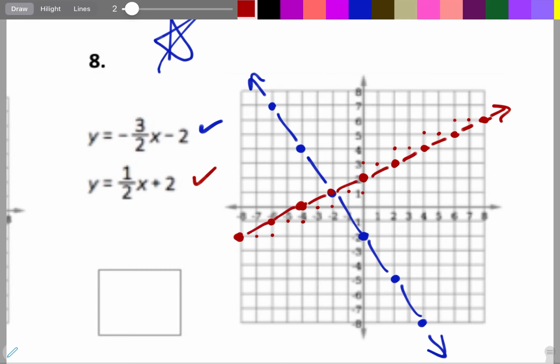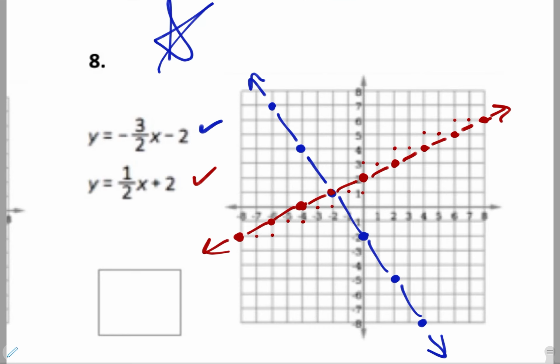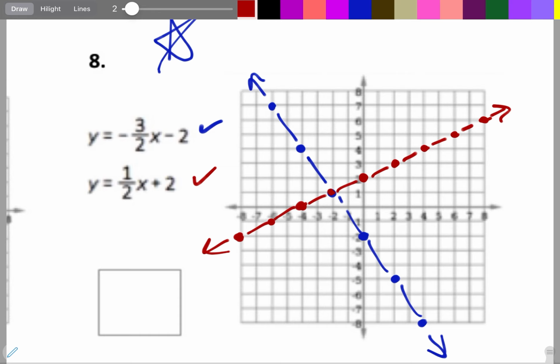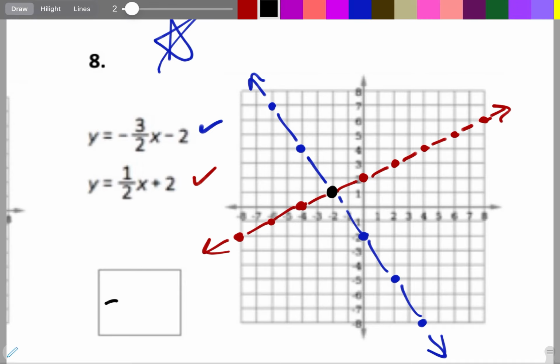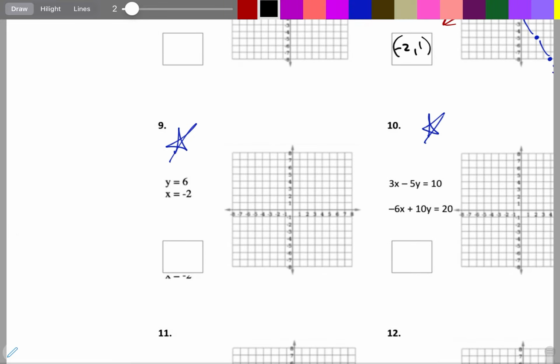Now, with these two lines being graphed, we end up with a clean intersection. So we don't have to do any algebra for this. The graph was more than enough to provide an answer. This point right here is going to be my solution. We can name this point as negative 2, 1. Negative 2, 1 is the solution. Luckily, that one came out clean.